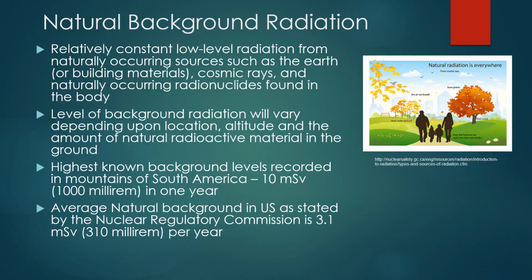Natural background radiation is the relatively constant low-level radiation from naturally occurring sources. These radiation sources can be the Earth, cosmic rays, and naturally occurring radionuclides found in the body. Background radiation levels vary. The levels may depend upon location, altitude, and the amount of natural radioactive material in the ground. The Andes Mountains of South America have the highest known natural background level of 1,000 millirem, or 1 rem per year. The Nuclear Regulatory Commission states that the average natural background in the U.S. is 310 millirem per year, or 3.1 millisieverts.